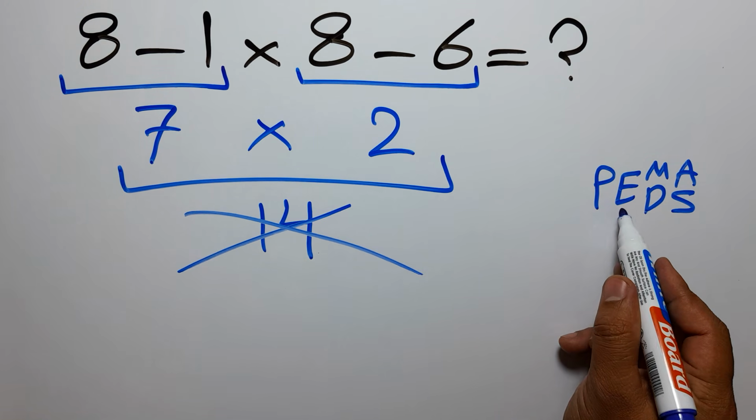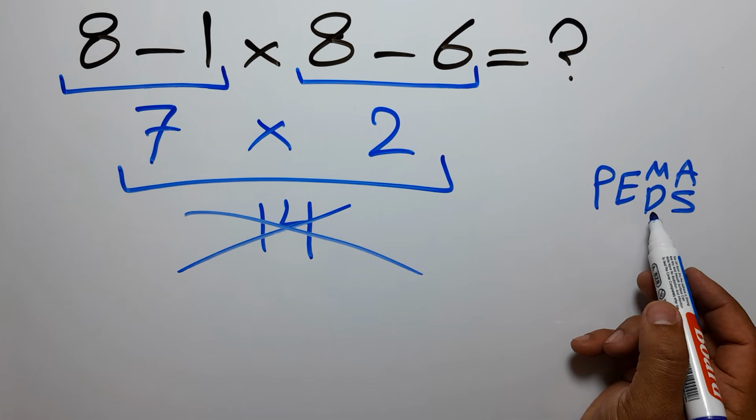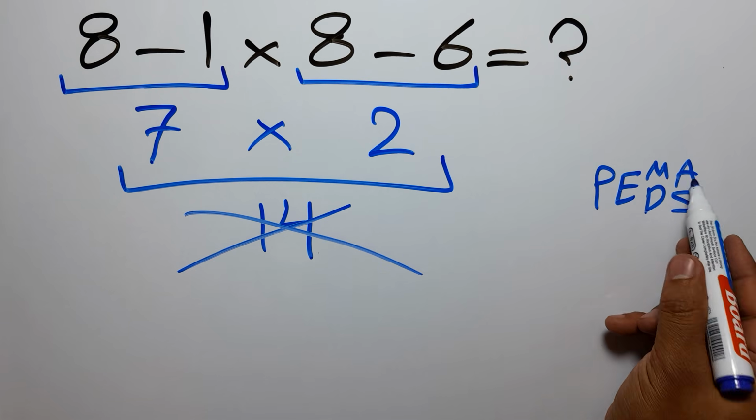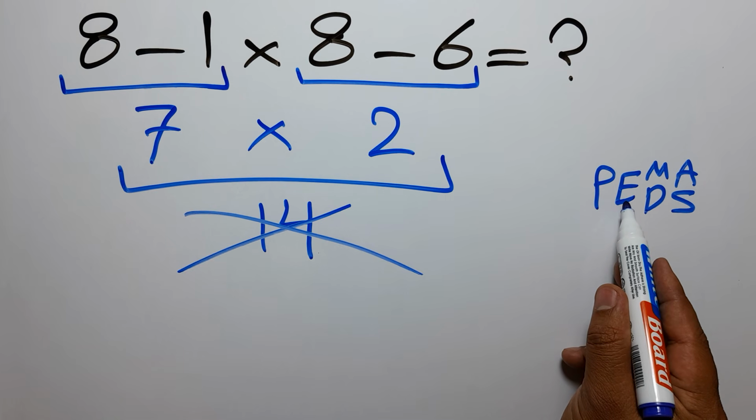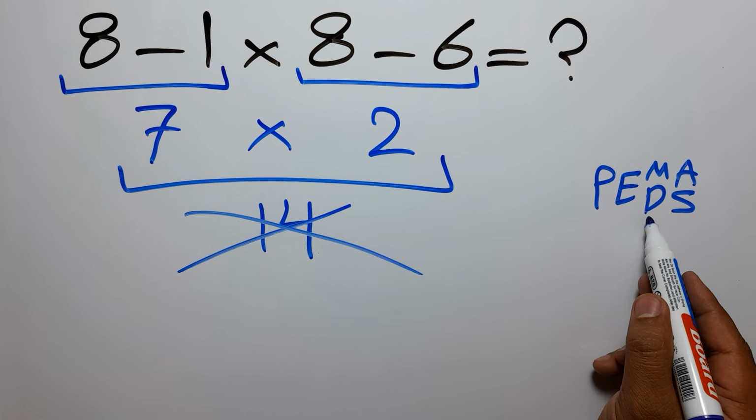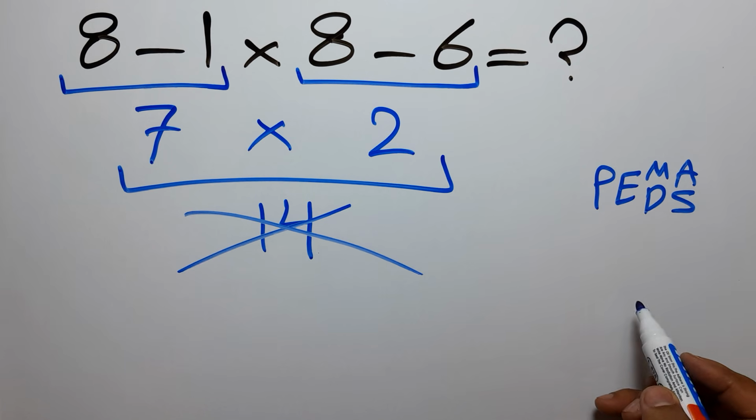P stands for parentheses, E stands for exponent, M and D stand for multiplication and division, and A and S stand for addition and subtraction. First we have to do parentheses, then exponent, then multiplication or division, and finally addition or subtraction.